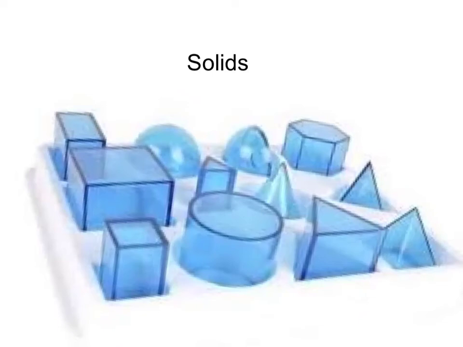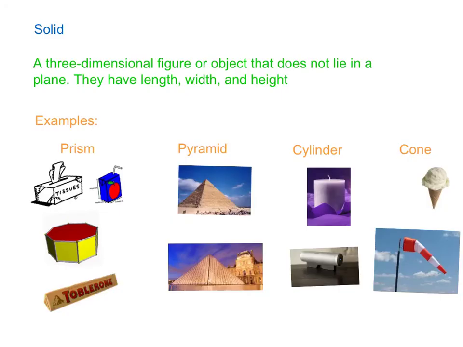In this video, we'll be talking about solids, the types of solids, the parts of solids, and classifying solids. A solid is a three-dimensional figure or object that does not lie in a plane. So it's not flat, it has depth. They have length, width, and height. Some examples of solids include prisms, pyramids, cylinders, and cones.